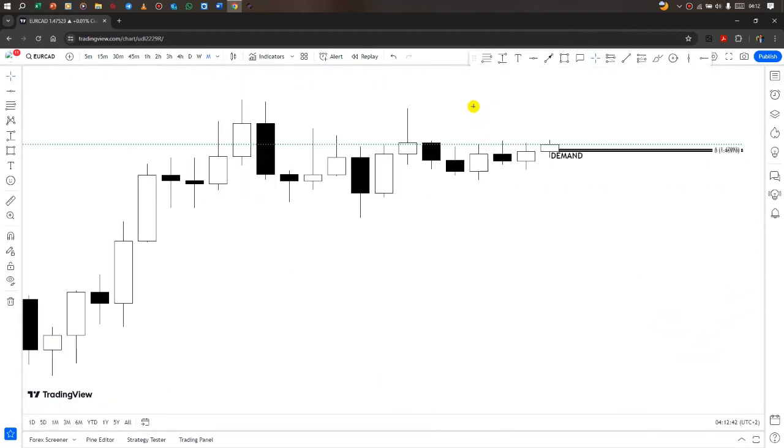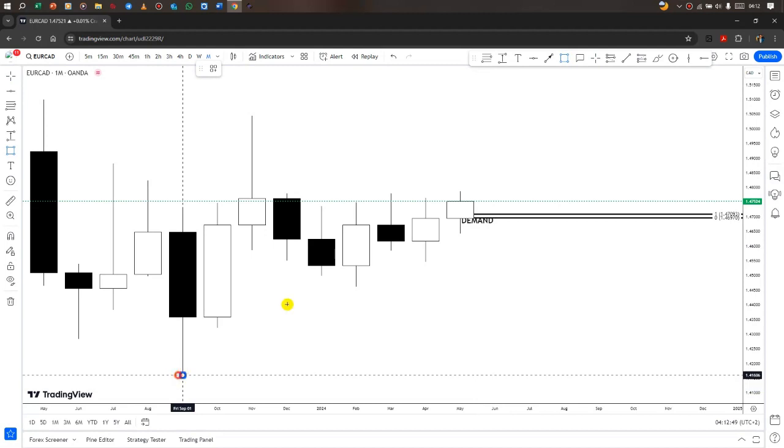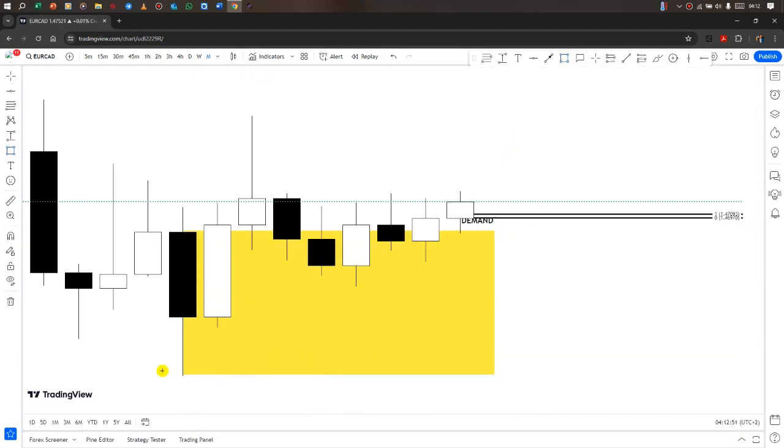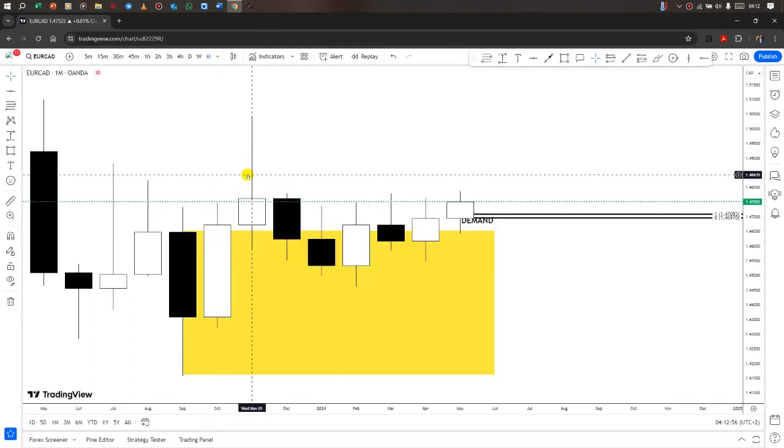So EURCAD, as you can see, we're on the monthly time frame. We are performing the top-down analysis as usual. EURCAD is currently rejecting from a monthly demand zone here. As you can see, we had a drop-based rally demand zone and the price broke out of it.